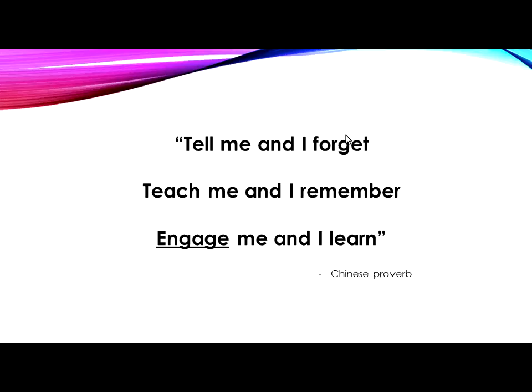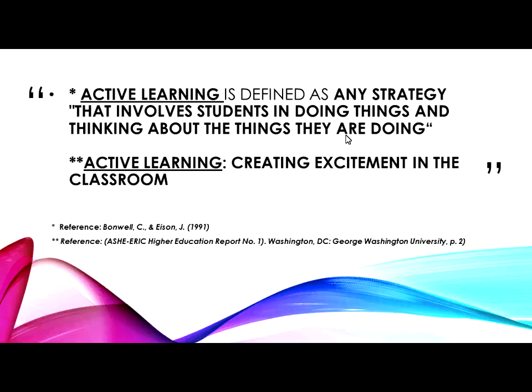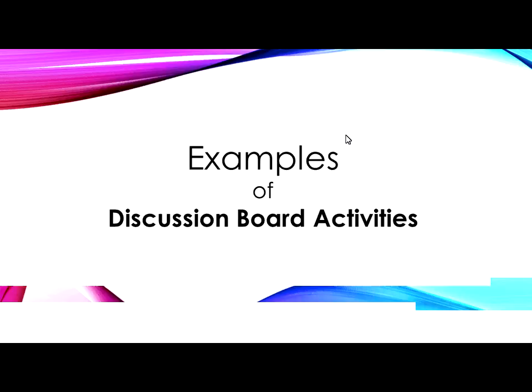And I found another quotation that I thought would help us understand that statement better. Active learning is defined as any strategy that involves students in doing things and thinking about the things that they are doing. Active learning is creative excitement in the classroom, and I feel exactly the same way. I enjoy this. I get the same enjoyment as my students do when they do the activities in the discussion board. And those are the references.